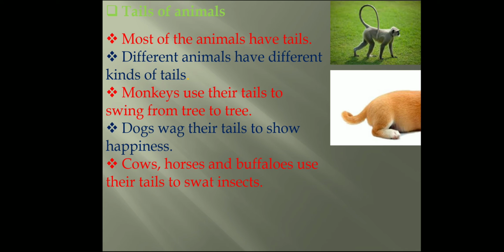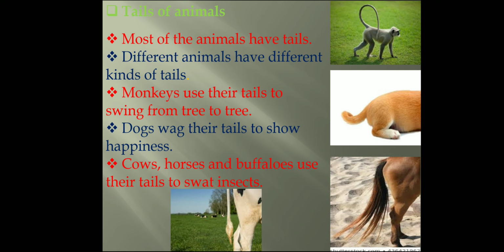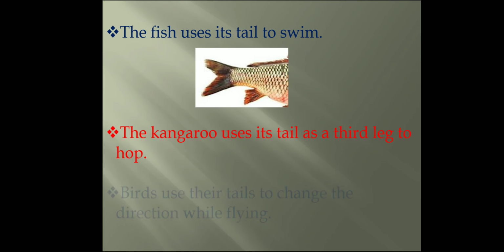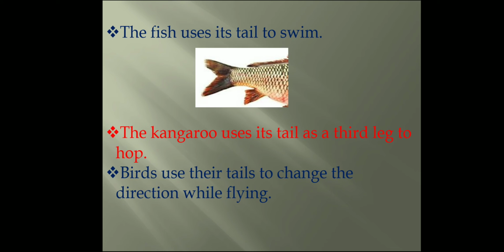Cows, horses, and buffaloes use their tails to swat insects. If their body has some insects, they use their tail to swat them. The fish uses its tail to swim. The kangaroo uses its tail as a third leg to hop. Birds use their tails to change direction while flying.